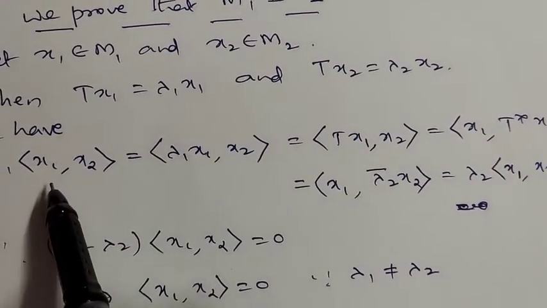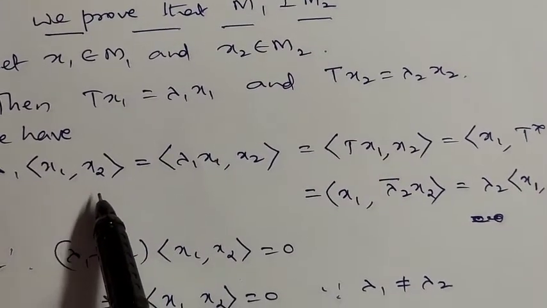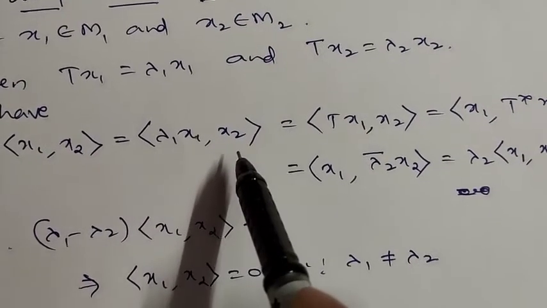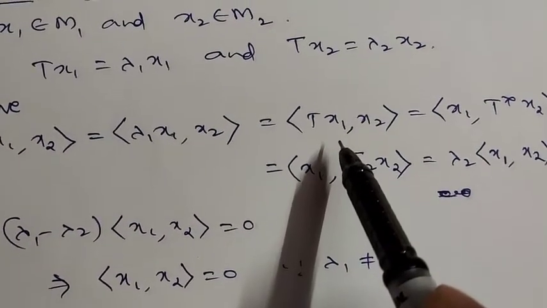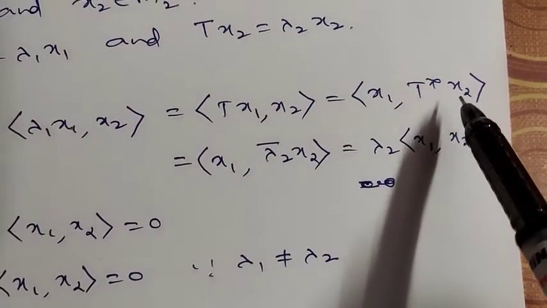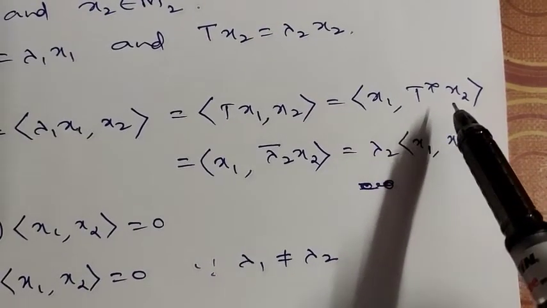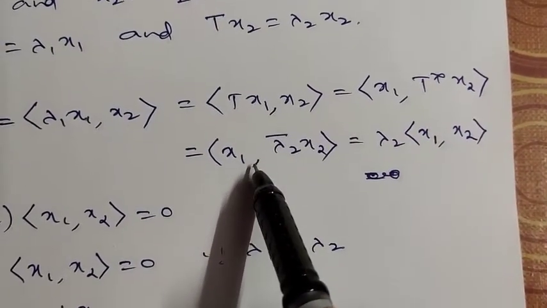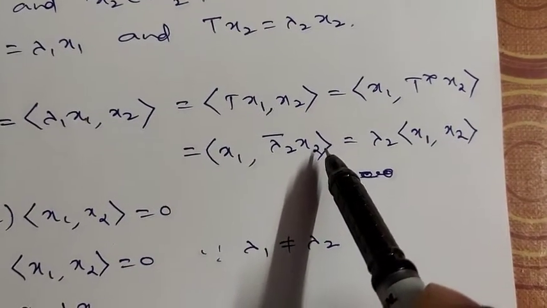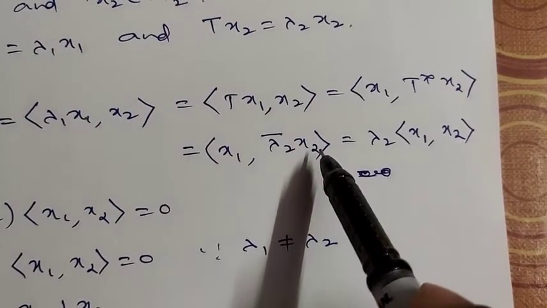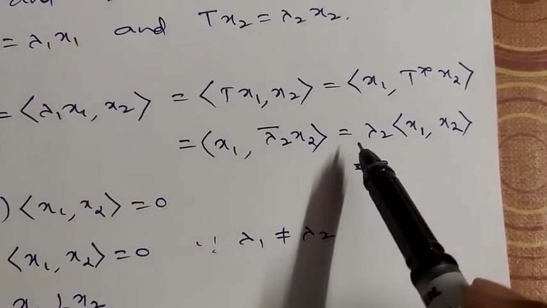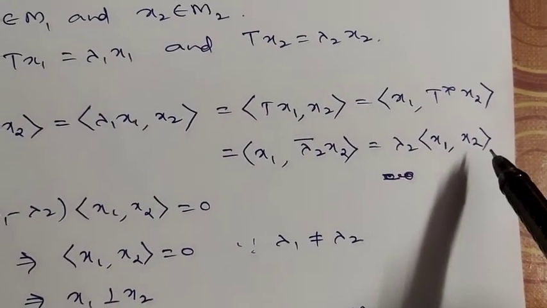Therefore, we have lambda 1 into inner product of x1 comma x2 is equal to inner product of lambda 1 x1 comma x2, that's equal to T of x1 comma x2. Now we transfer T to this side, it becomes T star. So x1 comma T star of x2, and T star of x2 is lambda 2 bar x2. So lambda 2, if you take it outside of the inner product, it becomes lambda 2 into x1 comma x2.